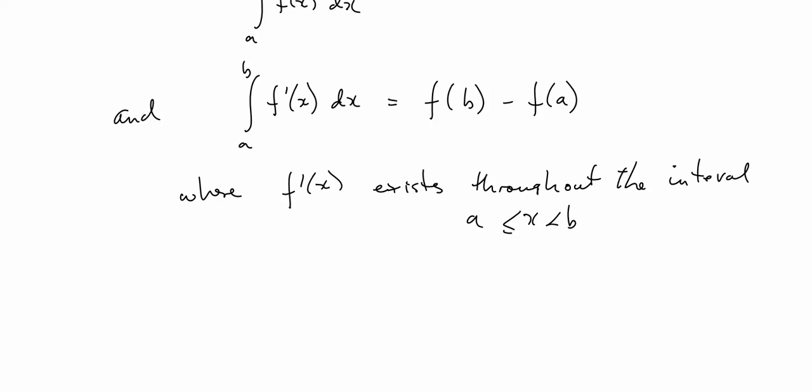This is only true if the function f dash of x, the derivative, has a value, it exists in the interval x between a and b. This wouldn't be the case for this function here if we try to integrate between -1 and 1, because the function doesn't exist at x equals 0. As we can see, it goes off to infinity.